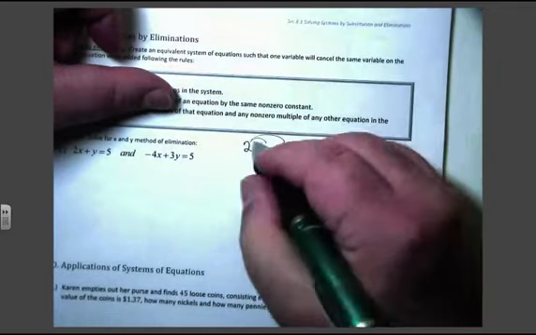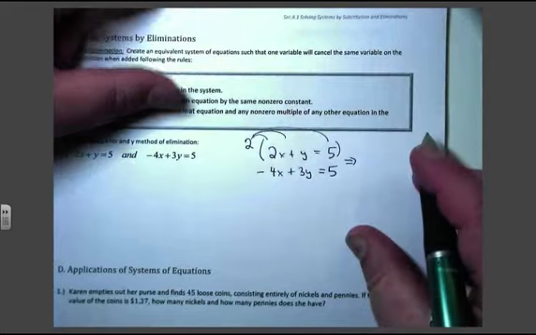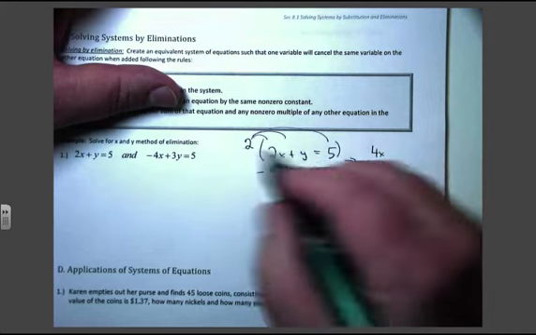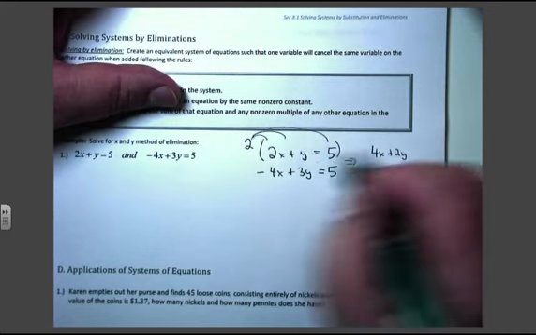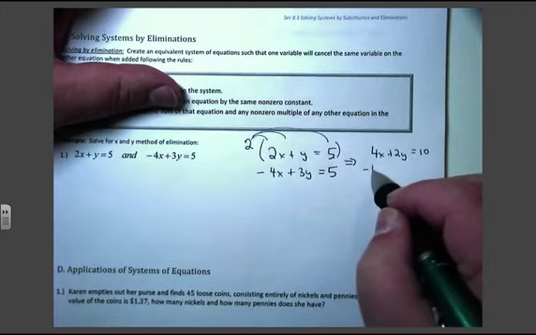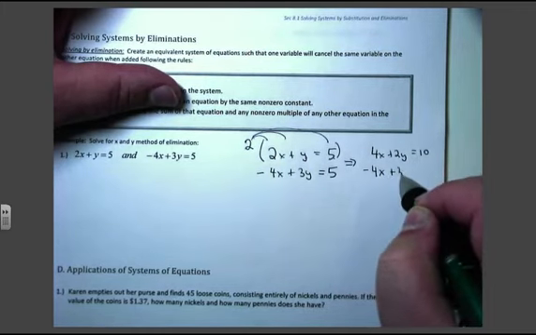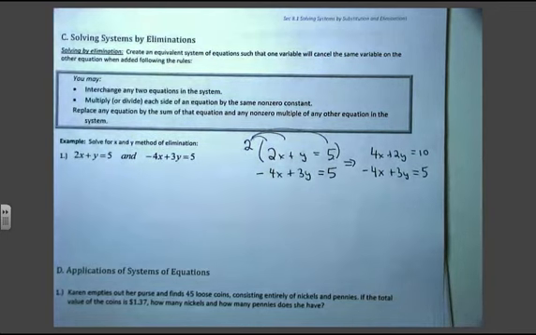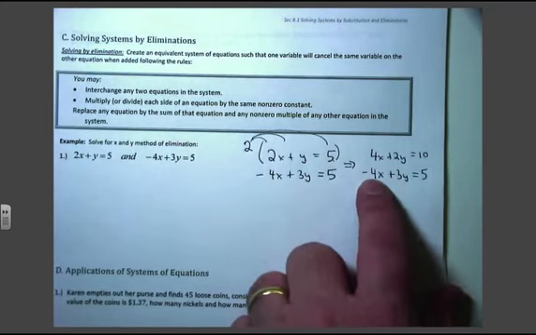So sliding this over, I'm going to distribute that 2 over both sides of my equation, and that's going to give me 2 times a 2x is a 4x, 2 times a y is a plus 2y, equals 2 times a 5 is a 10. The bottom equation we didn't touch, so that stays the same: negative 4x plus 3y equals 5. Now, the ultimate goal on the elimination method is to get the same equations underneath each other with one of the variables having the same coefficient but opposite signs.